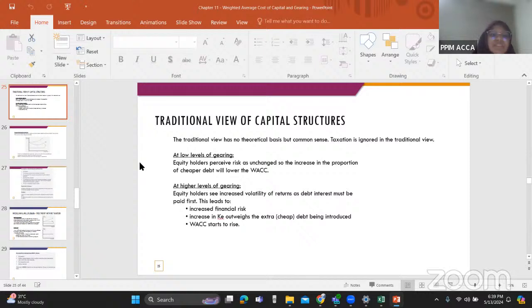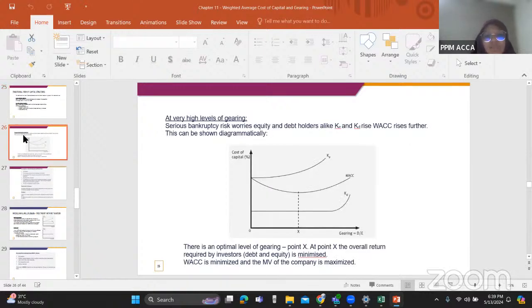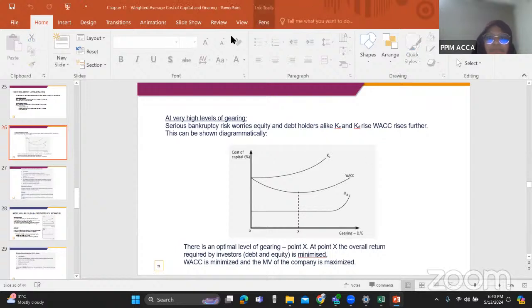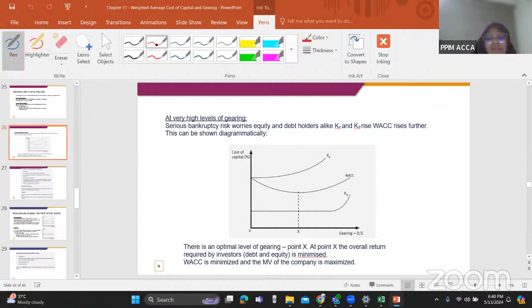The first one is called the traditional view. So in the traditional view, this is what we believe. So this is the graph, right? So I'll explain this graph. We believe that cost of debt, which is KD, yes, it is lower than the cost of equity. Usually that's the case.